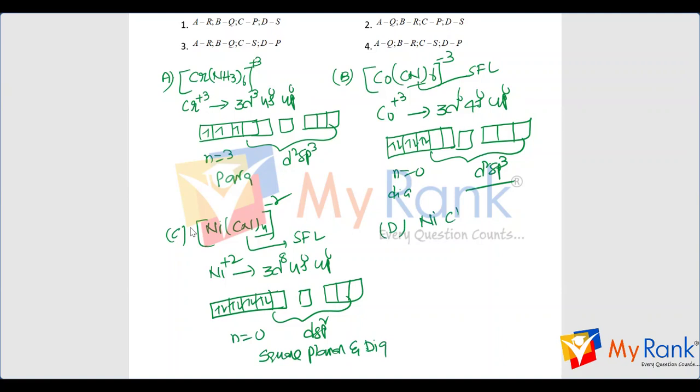Fourth one is [NiCl4]2-, same nickel plus 2 configuration. This is 3d8, 4s0, 4p0. Cl minus is a weak field ligand. As the weak field ligand is there, no pairing takes place. No pairing possible here. 1, 2, 3, 4, 5, 6, 7, 8.